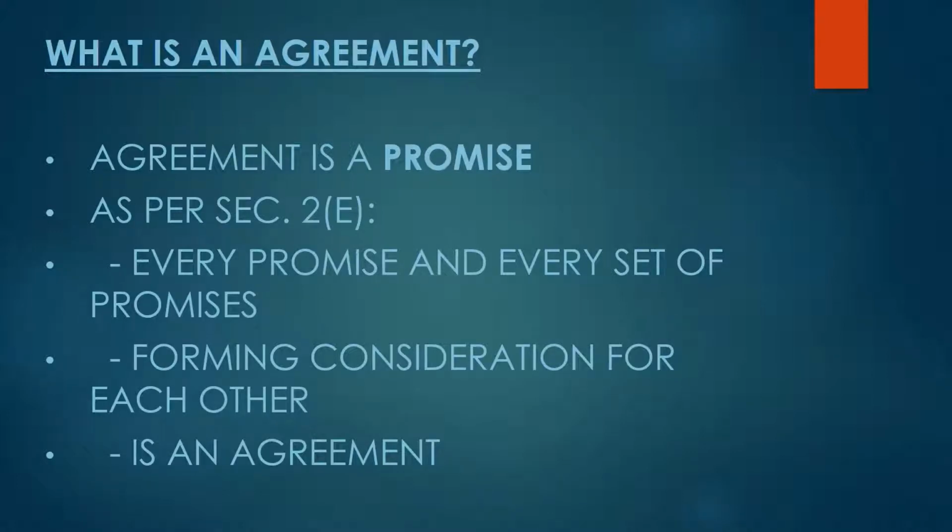So in simple words, this means a promise to give something to the other party and get something from the other party. That is an agreement. For example, Mr. A promises to Mr. B to sell his car for 1 lakh rupees. This is an agreement. Now here both parties are giving or getting something. Mr. A is giving his car to Mr. B. On the other hand, Mr. B is paying 1 lakh rupees to Mr. A. So this is called consideration in simple terms, which I will discuss in my later slide.